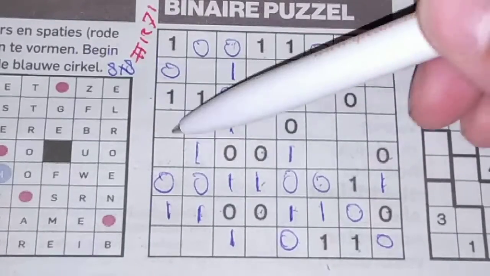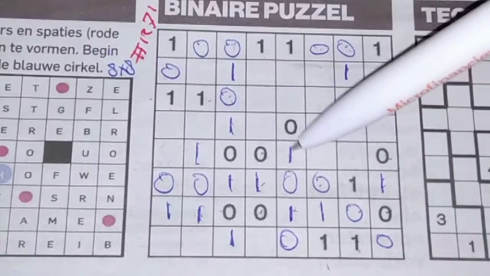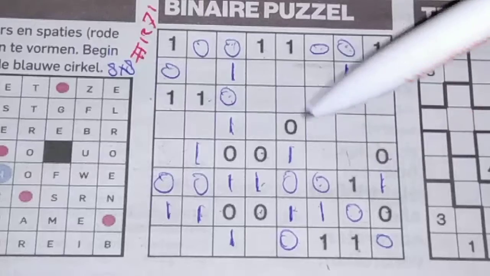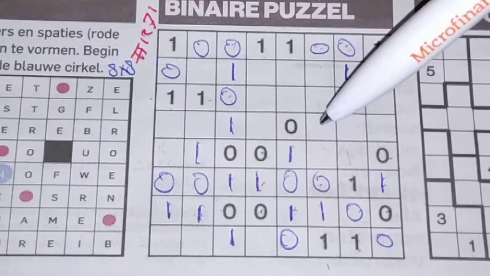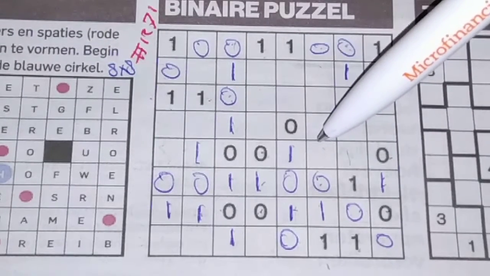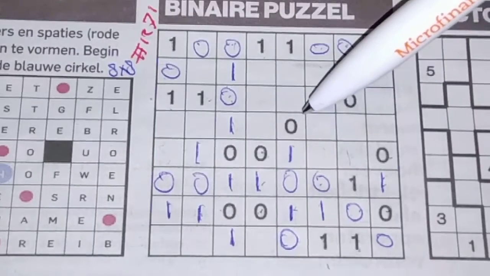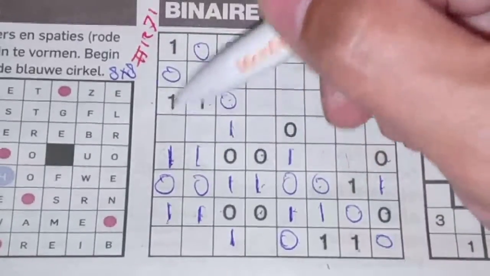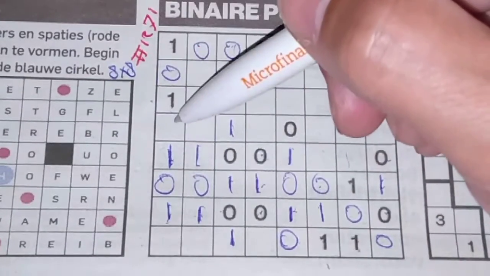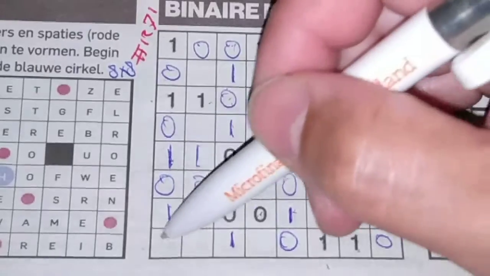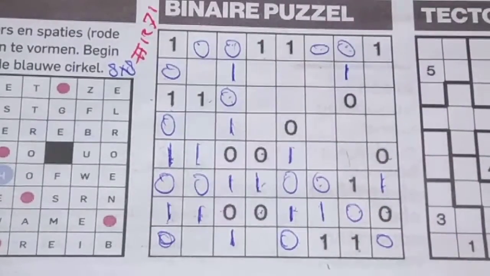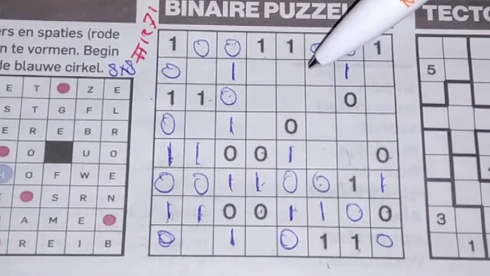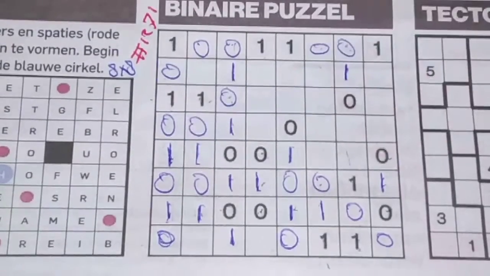Yes, let's continue. If I place the 4th O here, then the rest are ones. So then we have 3 ones. Not allowed. One of the rules of the binary puzzle, no 3 ones or O's in a row. So this cannot be an O, this should be a 1. Now we have 4 ones in this column, so the rest are O's. Then between 2 ones comes an O.